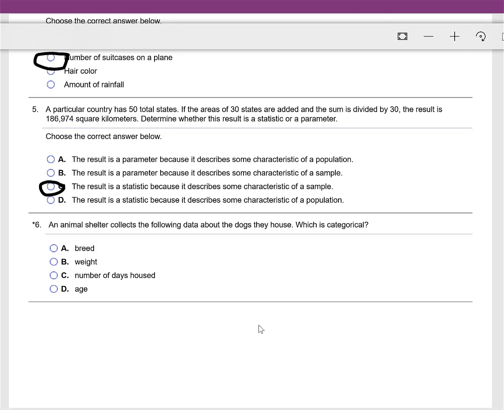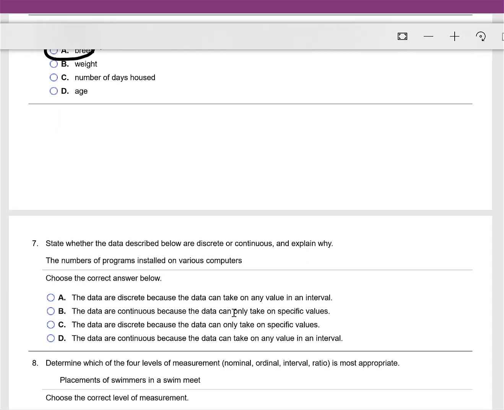An animal shelter collects the following data about the dogs they house. Which of these answers is categorical? Categorical here is going to be breed, which puts the dogs into categories.